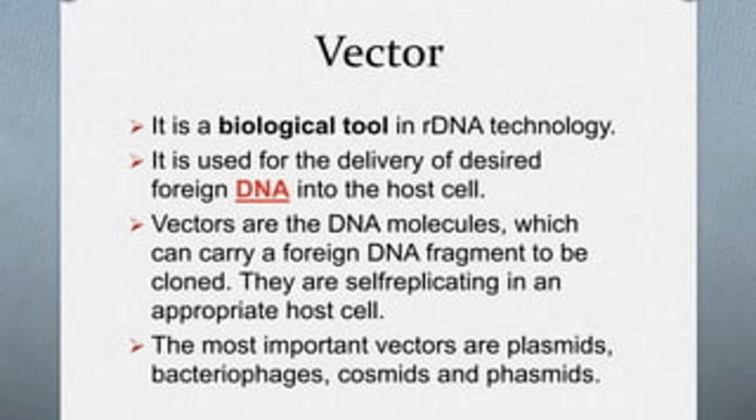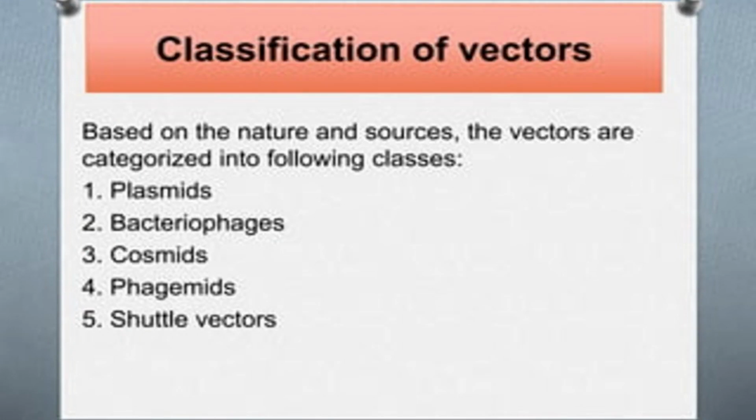The most important vectors are plasmids, bacteriophages, cosmids, and phasmids. Coming to the classification of vectors, based on the nature and sources, the vectors are categorized into the following classes: plasmids, bacteriophages, cosmids, phasmids, shuttle vectors. For the time being, we'll be ignoring shuttle vectors and discuss the rest of the four vectors.